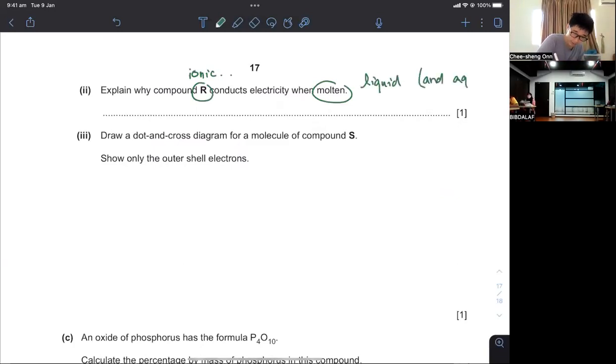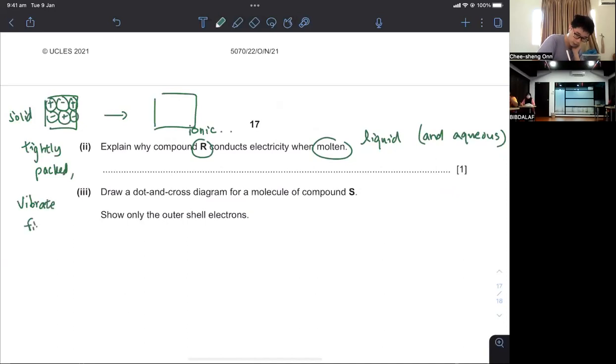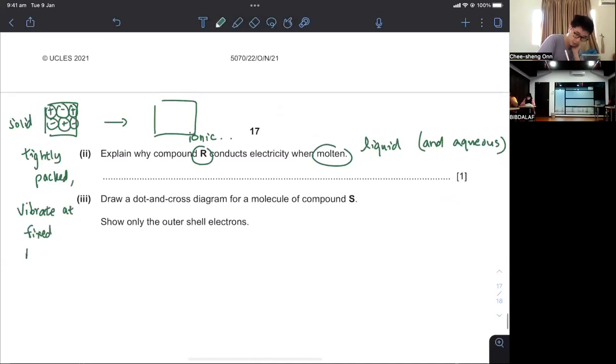Also when aqueous, yeah? So ionic compounds conduct electricity when liquid and aqueous. You go from the solid state where you have positive, negative, like that. And these are tightly packed because they are in the solid state. They cannot move, they vibrate about fixed positions.